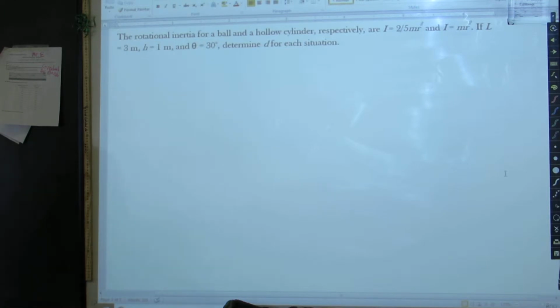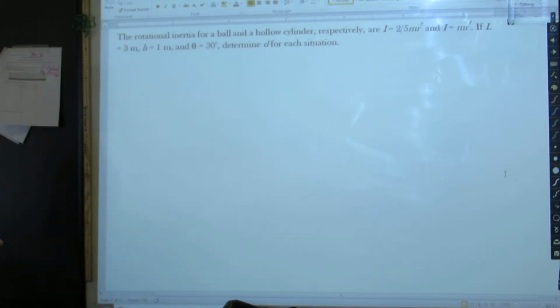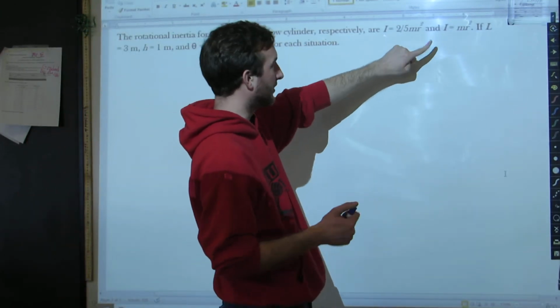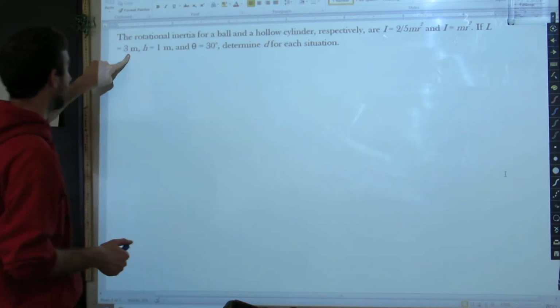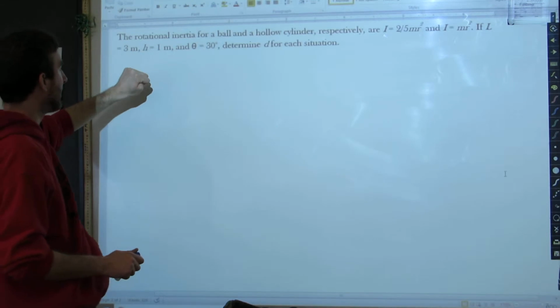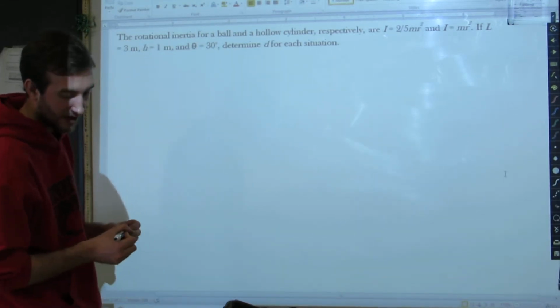Okay, so this tells us the rotational inertia for a ball and a hollow cylinder, respectively, are I equals 2/5 mr squared. We've done that before, and I equals mr squared for the cylinder. The length of the ramp is 3 meters, the height of the ramp is 1 meter, and theta is 30 degrees. We want to find how far they move for each situation.